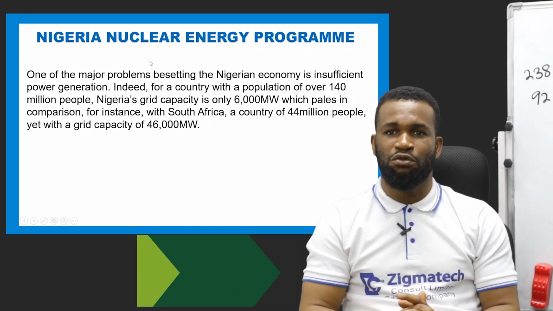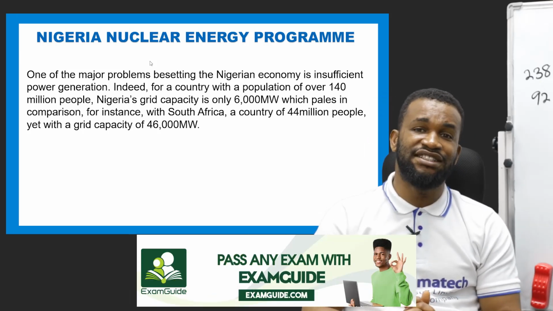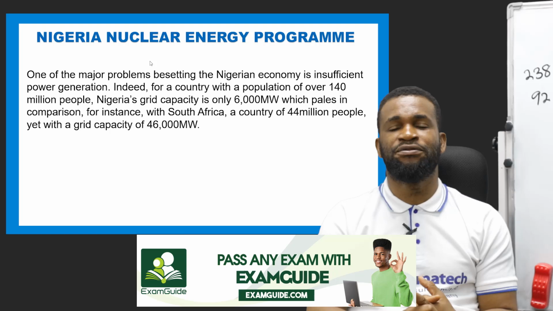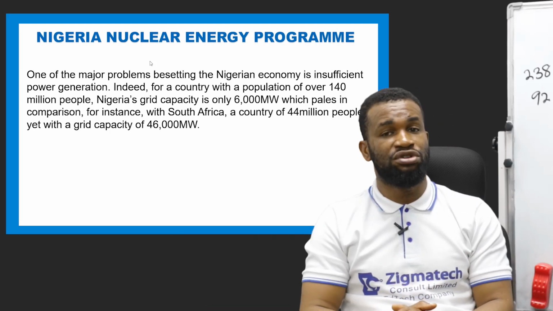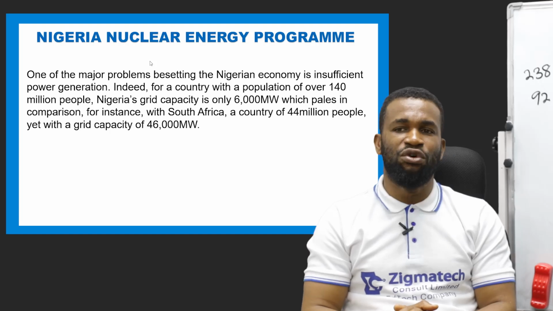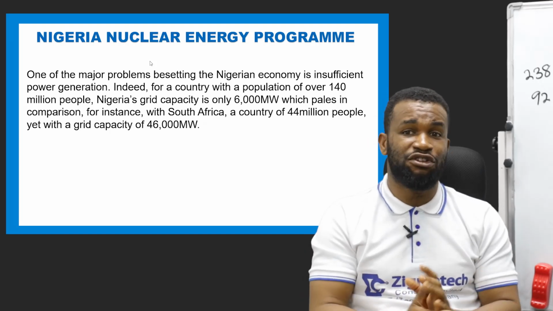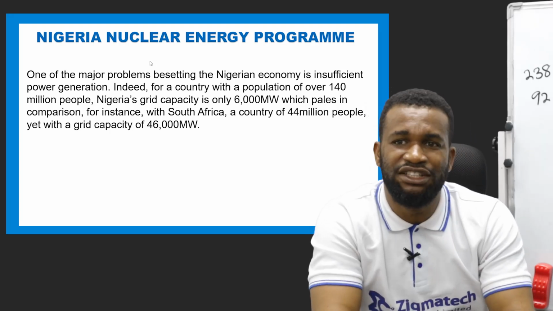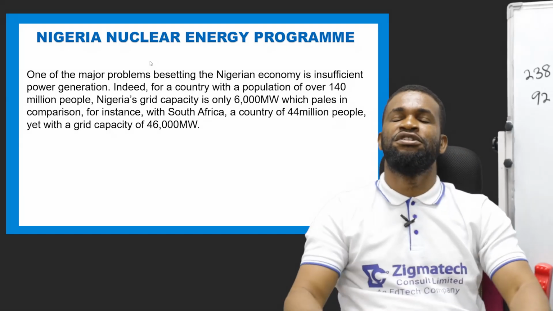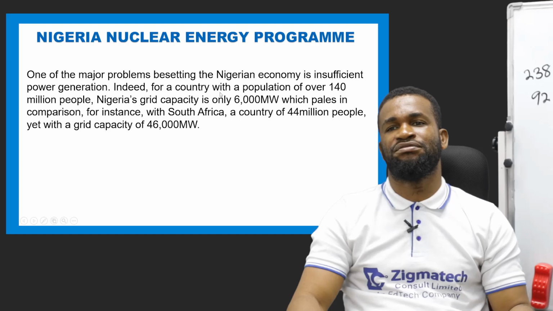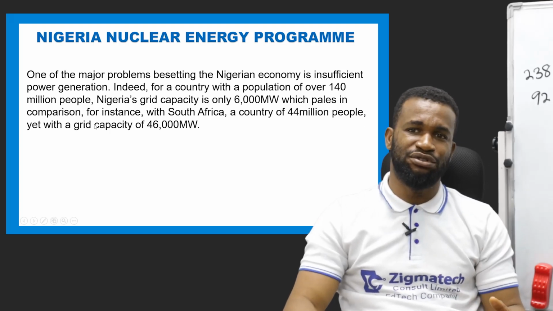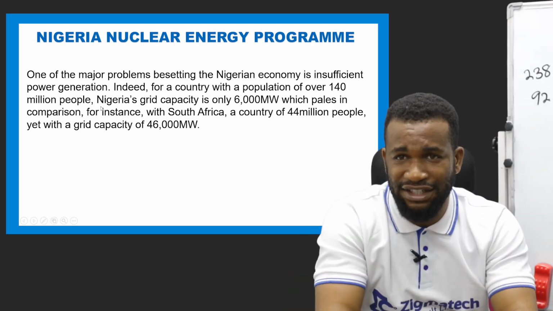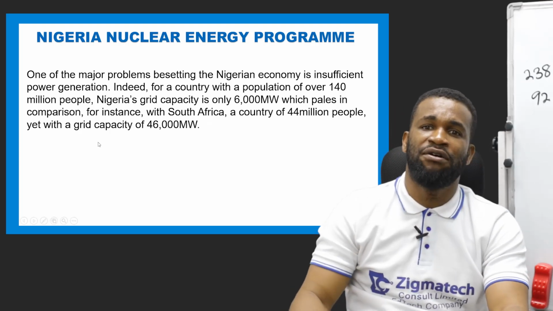Nigeria nuclear energy program. One of the major problems besetting the Nigerian economy is insufficient power generation. Indeed, for a country with a population of over 140 million people, even now we are saying it's about 200 million, Nigerian grid capacity is only 6,000 megawatts, which pales in comparison, for instance, with South Africa, a country with 44 million people, yet with a grid capacity of 46,000. So, looking at the energy that nuclear energy can produce, it is of great importance that we start generating and investing in nuclear power.